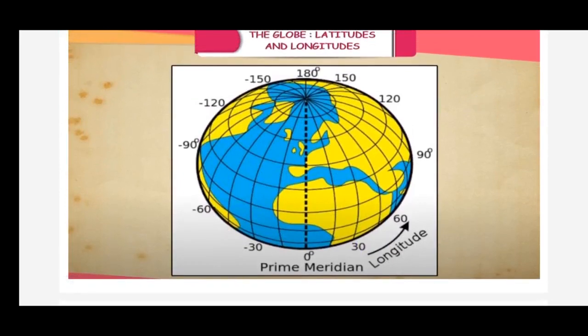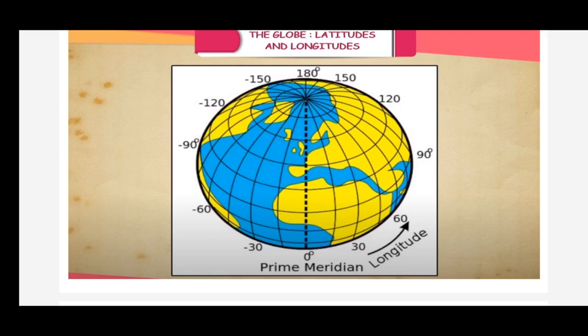Now, as I told you, the Greenwich longitude passes through a place called Greenwich in London, where the British Royal Observatory is located. So that longitude is called Greenwich longitude. Okay, children, this prime meridian divides the earth into two equal halves. I told you, the eastern hemisphere and the western hemisphere.